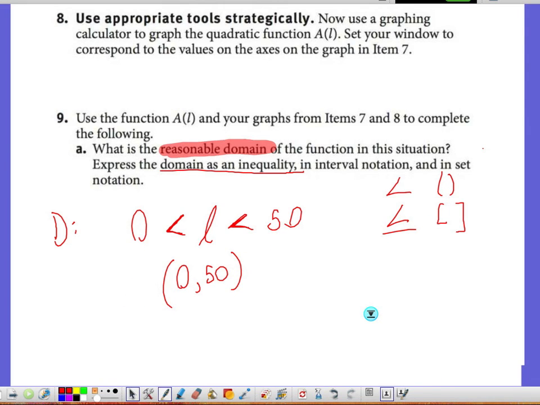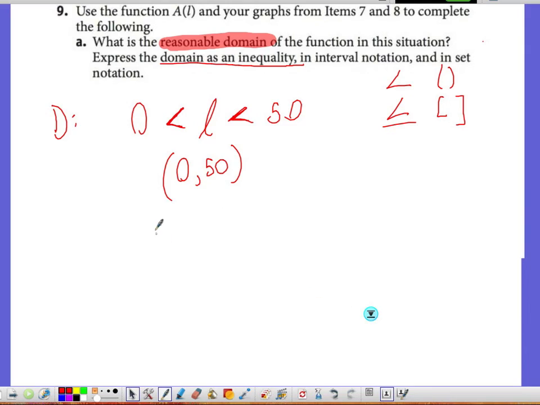And finally, set notation. Set notation is also fairly easy, where we have to use curly braces, L such that, and then we just put our inequality. But something about set notation is, we want to include the whole inequality here. So 0 is less than L, which is less than 50. There we go. There's my set notation.